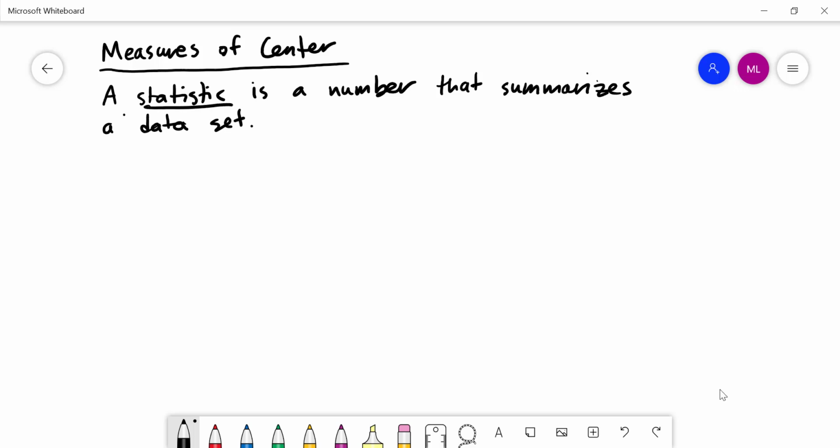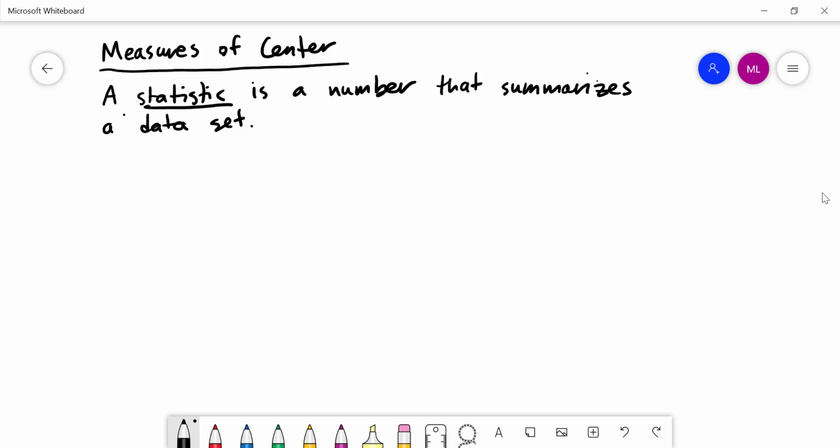And so there's different ways that we can try to summarize the data set. In this case, we're going to be looking at measures of center, numbers that try to summarize or boil down where the middle of our data set is. There's going to be three measures of center that we look at. You'll probably be familiar with at least one of these. The mean, which is often just referred to as the average. Another measure of center we'll look at is the median, which you may have also heard of. And lastly, we'll look at the mode. So we'll look at all three of these.